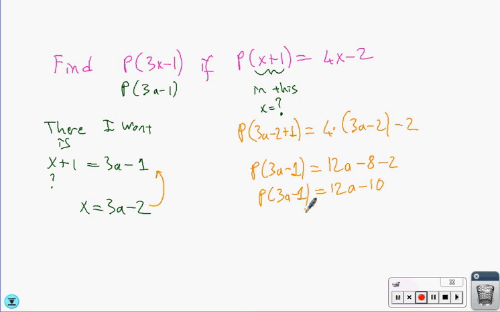Let's go back to the question. What does it want? Find P of 3x minus 1. But I found P of 3a minus 1. So for the sake of the question, we change a back to x, and that will be the answer that they want from us in the question. I hope that you understood this one.